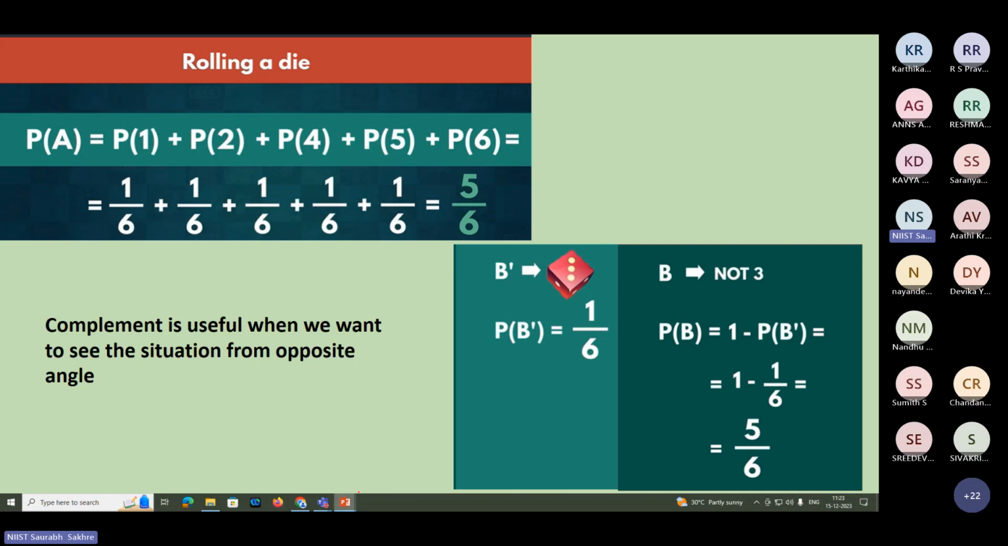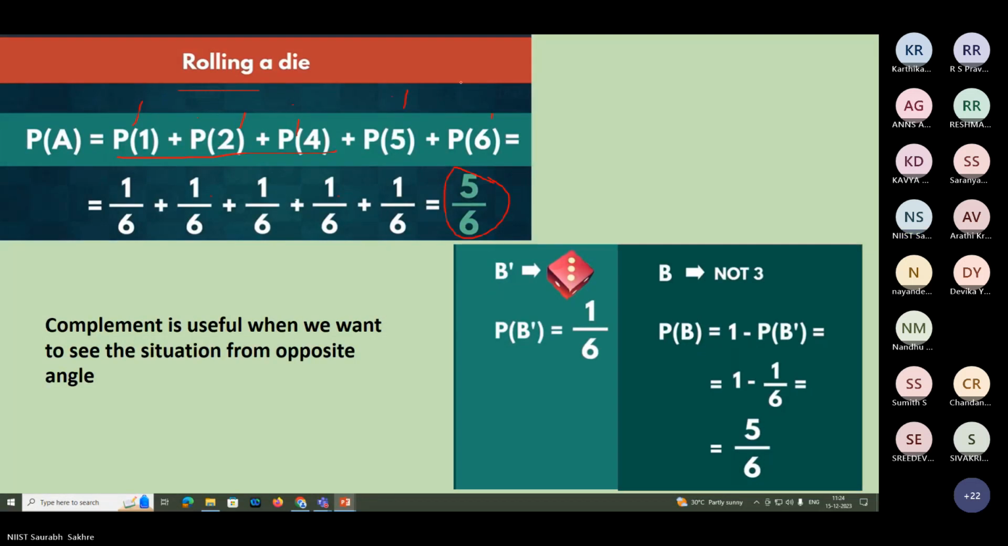Okay, so I told you in my previous slide that complements are useful when we want to see the opposite situation and solve certain examples. Here we'll see an example of rolling a die. You all agree that the probability of getting 1 from a die is 1 by 6, 2 is also 1 by 6, 4 is 1 by 6, 5 is 1 by 6, and 6 is 1 by 6. Here I have not taken 3. So the probability of getting all these is 5 by 6. It means if I roll a die 6 times, 5 times I may get 1, 2, 4, 5 or 6.